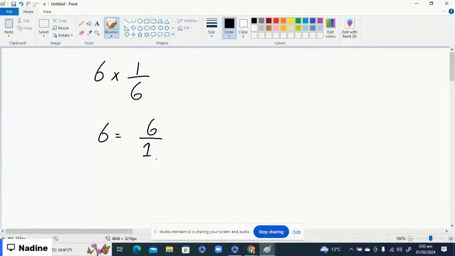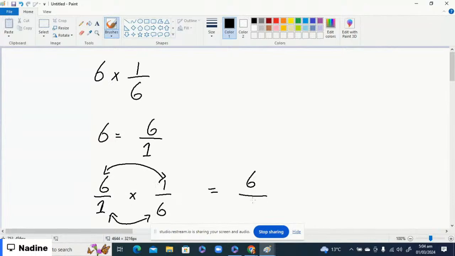Okay, now just putting in place of this 6, it is 6 over 1 times 1 over 6. Multiply numerators with each other and multiply denominators with each other. Always do that thing. Okay, let's do it. 6 times 1 is 6, and then 1 times 6 is 6. These both 6 are the same, so what do we do? These cancel out and the answer is 1.